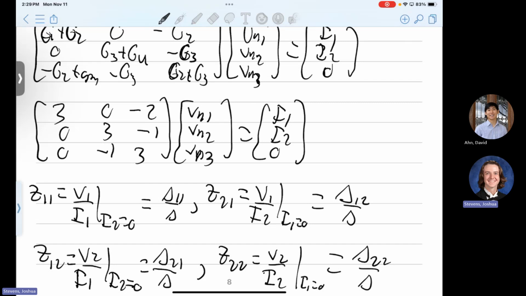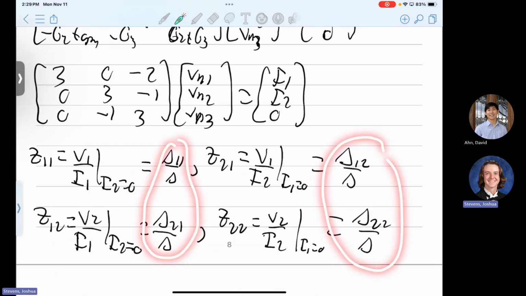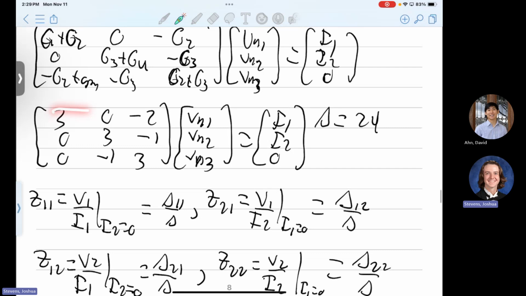In some questions, you can use other ways to find them, but for this one, it's easier to do these because we have actual values. So plug it into a calculator. The delta of the whole matrix is literally just 24. Okay. So for delta 1,1, first row, first column, find the determinant of this.